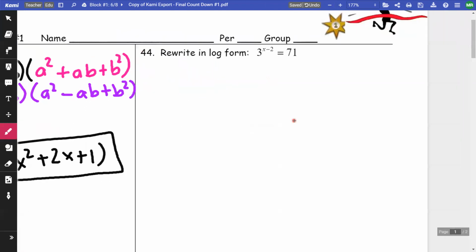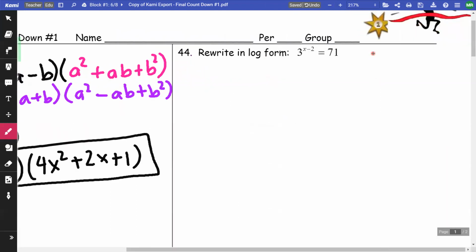Okay, on 44. Okay, so this is an exponential problem. They are wanting us to rewrite it in log form. So we're going to go log base 3. So the base of your exponent is still the base of your log, of 71 equals x minus 2. Your log always equals your exponent. Always, always, always, always. And that's it. That's all they wanted.